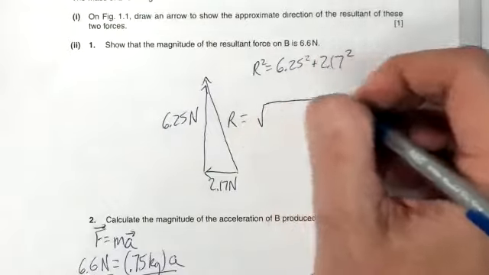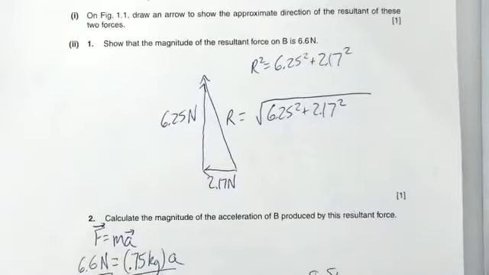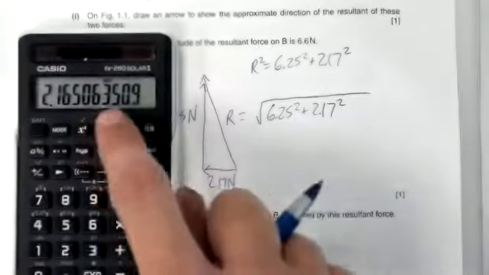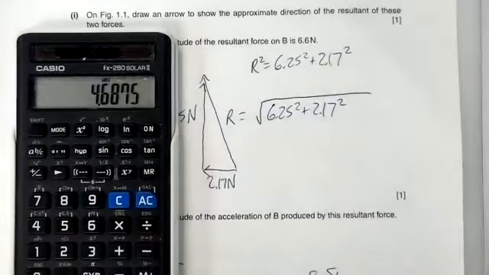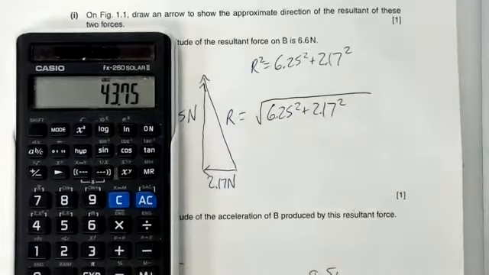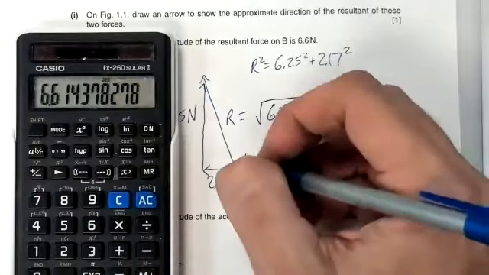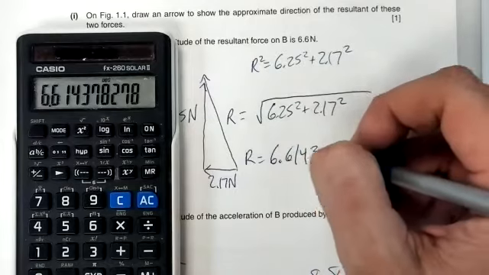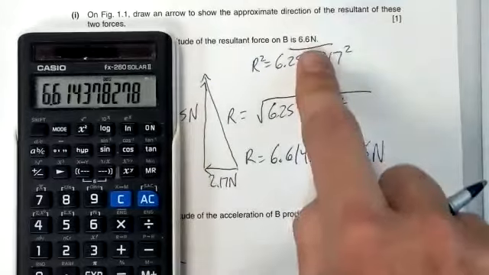So R should equal the square root of the sum of those squares. Now, rather than typing in 2.17, I've got the 2.16, the thing I rounded, that's still in my calculator, so I'll just keep it there, right? Square that, plus 6.25 squared equals, so that's the sum of the squares. Taking the square root now, I get R equal to 6.6143, which is indeed about 6.6 newtons, and it all checks out. I've shown that the force is that.